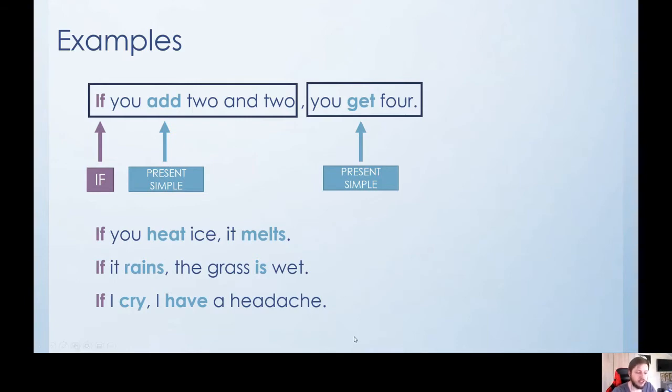Okay? Čiže keď použijeme zero conditional, aby sme toto vyjadrili. So if you use zero conditional to explain that we always have a headache, we say if I cry, I have a headache. It means I always get a headache after I cry. Okay? That's a fact.